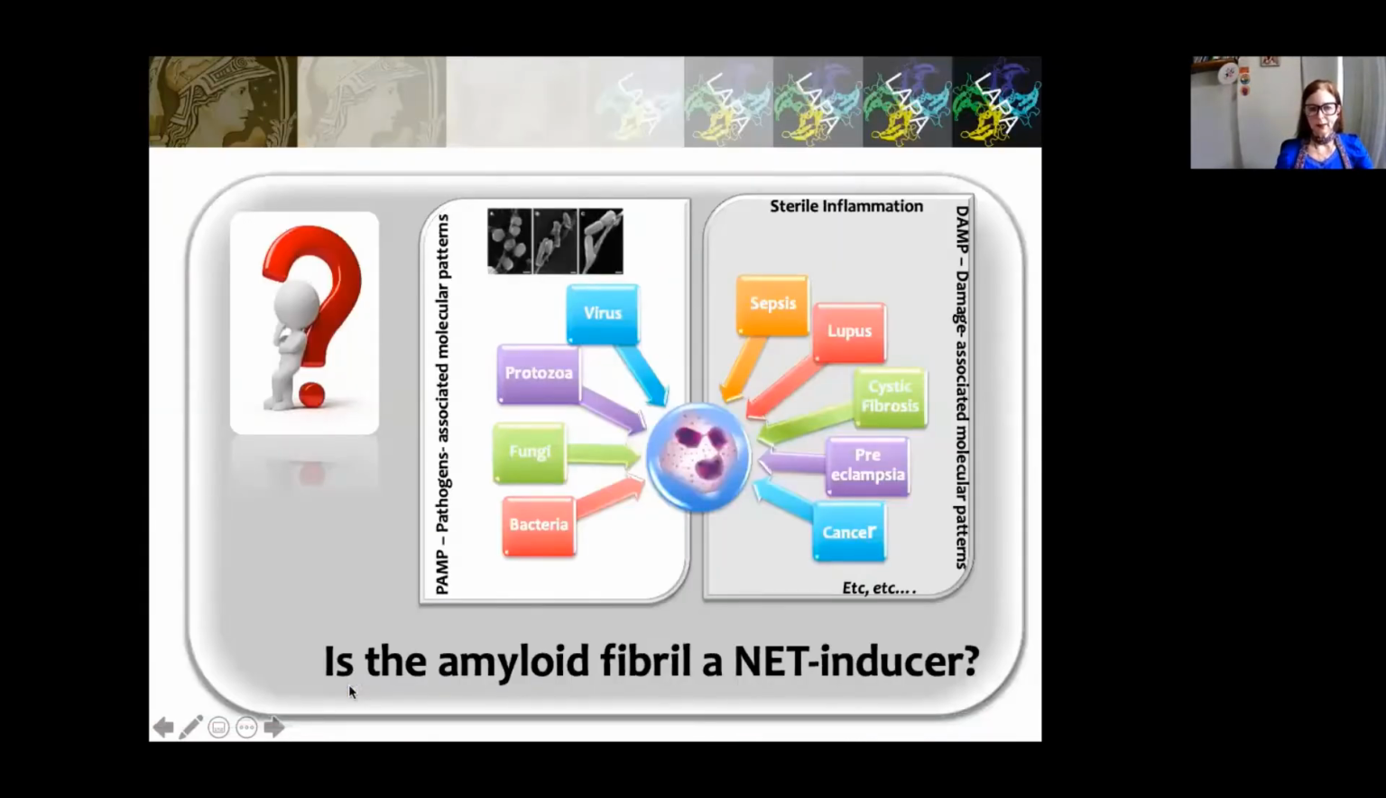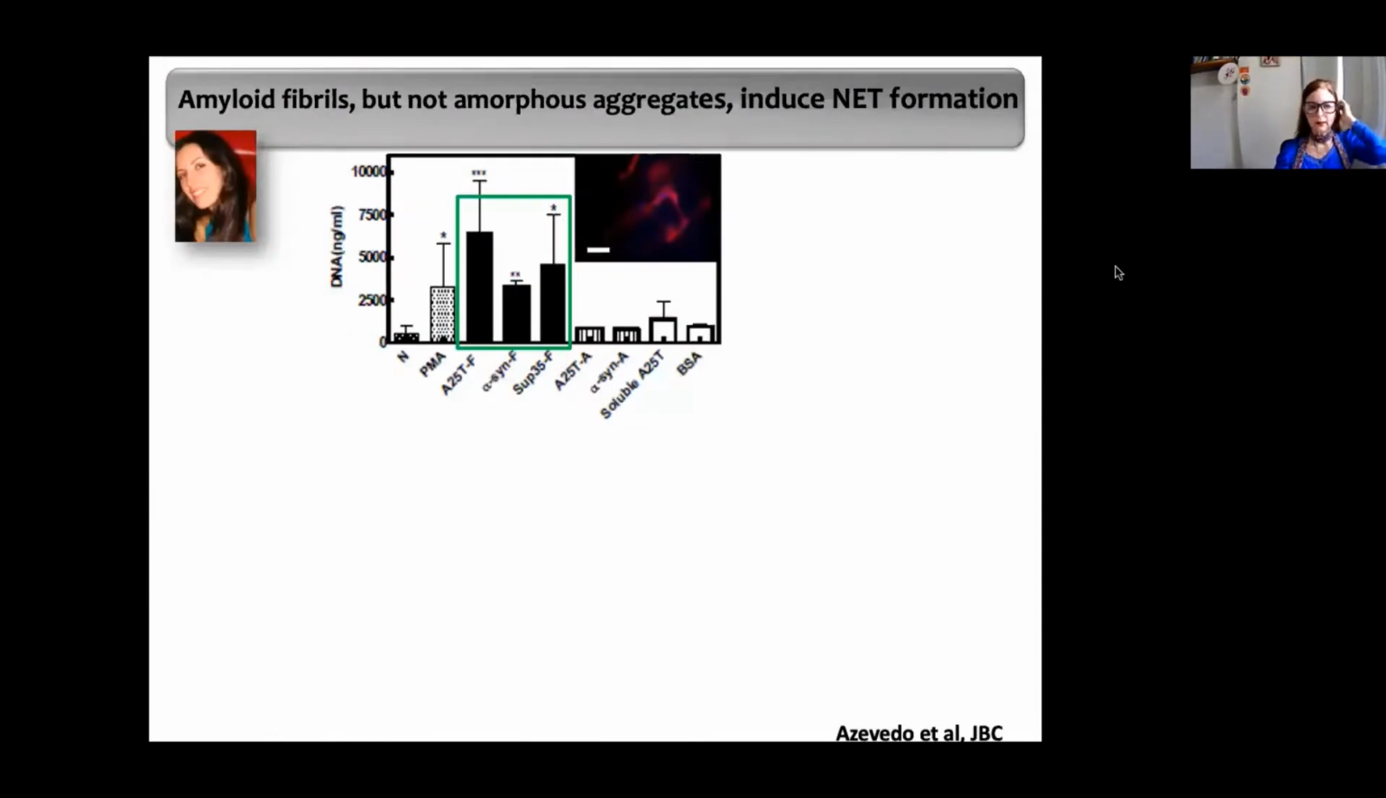So when we started to work with this system, there were many studies showing all these microbes that are NET inducers, and NETs were also correlated with several sterile inflammations such as sepsis, cancer, and so on. And our first approach was to pose a very simple question: is the amyloid fibril a NET inducer? Remembering that Martin Skinner's group reported the presence of neutrophil enzymes very close to the site of amyloid deposition in these patients. So then these very talented students from my lab, Stefania, who is now at Rockefeller University.